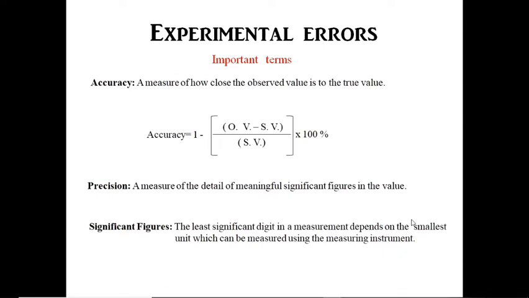These are the important terms. How to calculate the accuracy: a measurement of how close the observed value is to the true value or standard value. This is the formula. And precision is a measure of detail of significant figures in the value, and the least significant digit in a measurement depends on the smallest unit which can be measured using the measuring instrument.